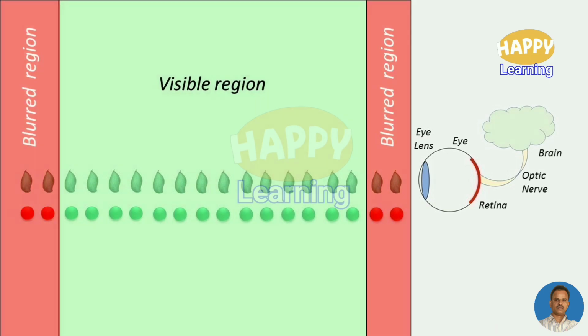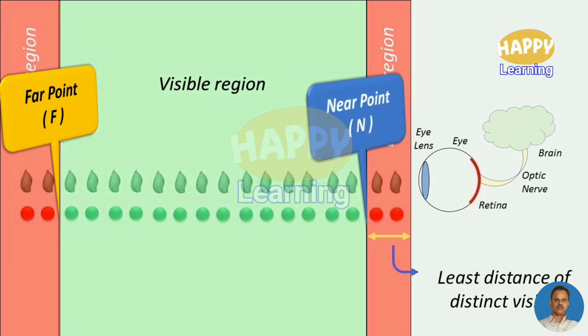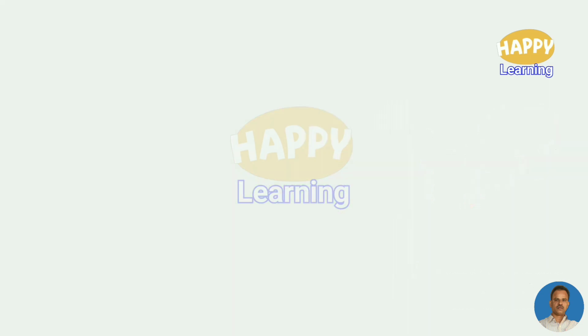One is close to the eye, one is far away from the eye. For this visible region, you have two boundaries. Closest to the eye is the near point N. Here, the distance from the eye to the near point is called the least distance of distinct vision. And farthest from the eye is the far point F.